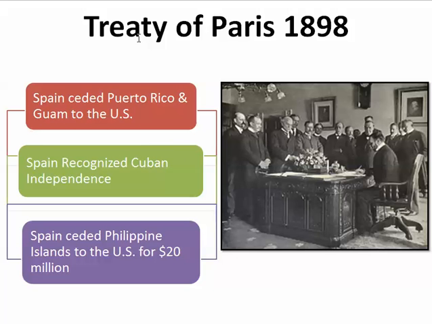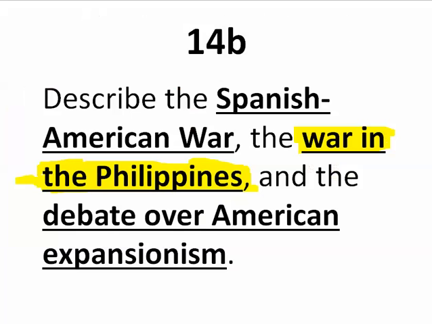That's all we needed, was another Treaty of Paris 1898. The Treaty of Paris 1763 ended the French and Indian War. The Treaty of Paris 1783 ended the American Revolutionary War. Now we have a Treaty of Paris 1898 that ends the Spanish-American War. Okay. Now, if you recall, we just described the Spanish-American War. Now we have to describe the war in the Philippines. We're not going to go too far into that. Let's go ahead and do it.